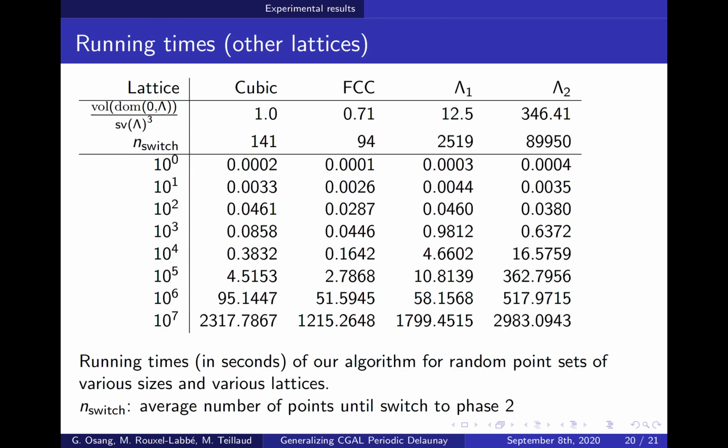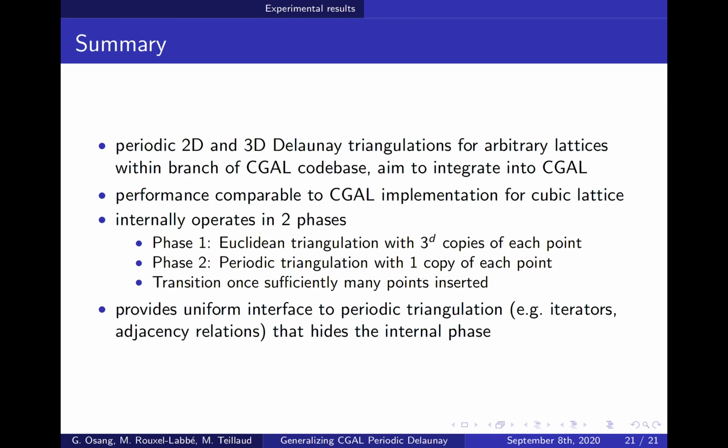Now, what is the runtime for different lattices? We compared the cubic case, but what about other lattices? One would expect that if the phase switch happens later, our algorithm would run slower, and roughly that's the case. But it seems like there are also a few other things going on. I won't go into any more details here, and rather just close with a short summary.